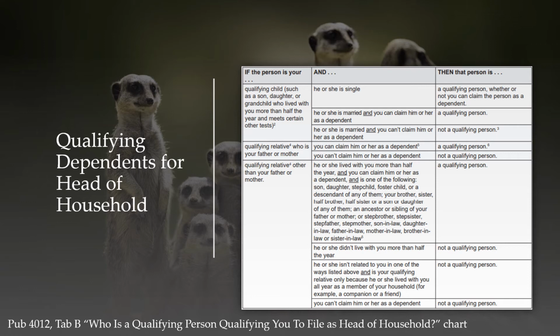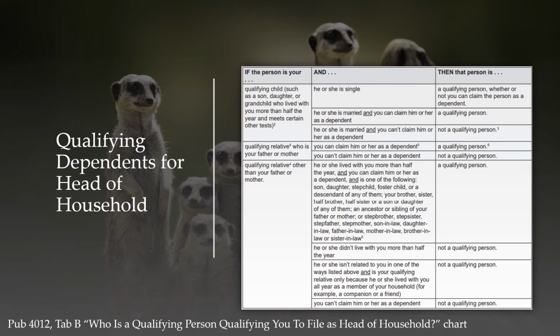If the relationship is a qualifying relative, which is another important term that again we'll discuss in our next lesson, if this qualifying relative is the taxpayer's mother or father, if our taxpayer can claim them as a dependent, then they are a qualifying person. And notice that it does not matter whether or not the mother or father lived with the taxpayer. So even if the mother or father is living in a different location, if the taxpayer can claim them as a dependent, then they are a qualifying person to file as head of household. If the taxpayer cannot claim that parent, the mother or father, as a dependent, then they would not be a qualifying person.